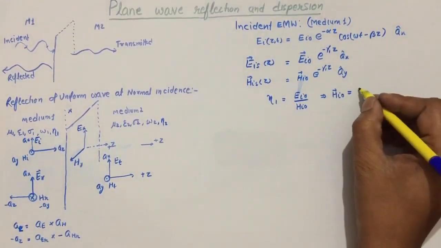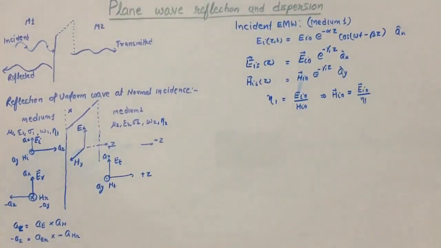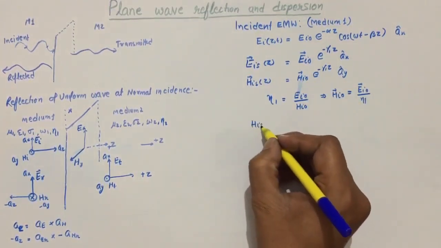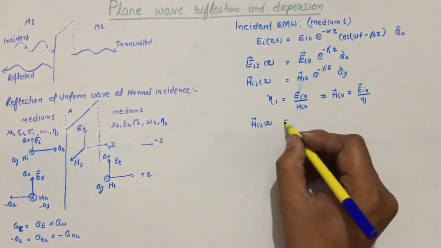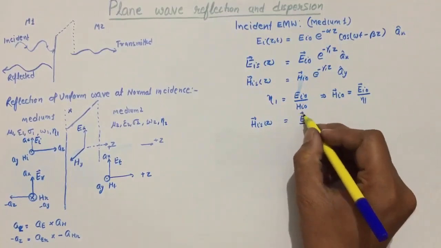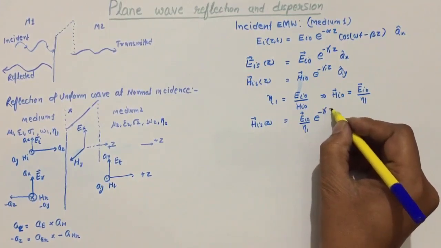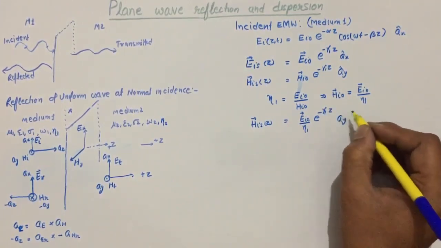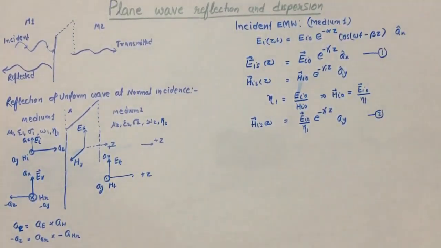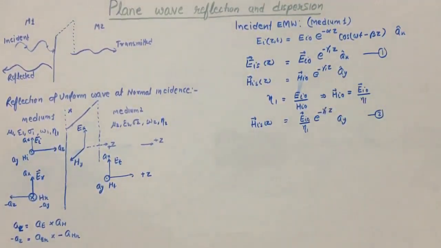From here we can write the magnetic field component as H. If we put this in this equation, then we can write the magnetic field component in phasor form: incident electric field component divided by impedance, e to the power minus propagation constant z in the direction of positive z, a_y. So from here we have equation 1 and equation 2. These two are the final equations for further reference.